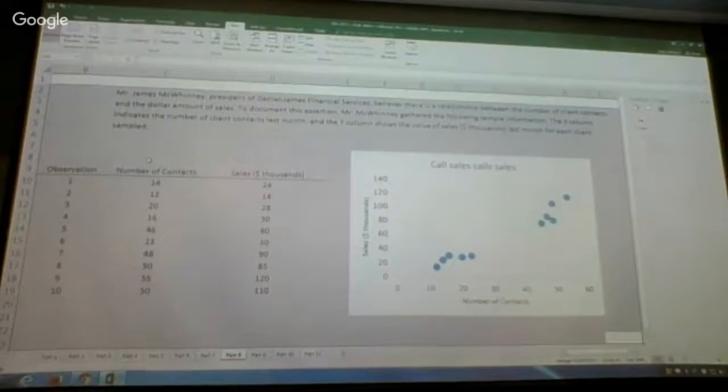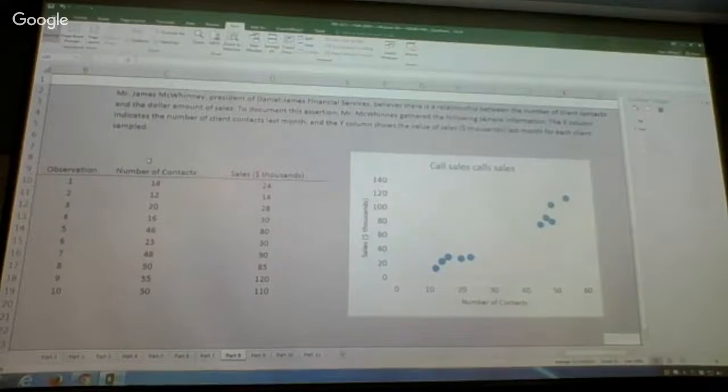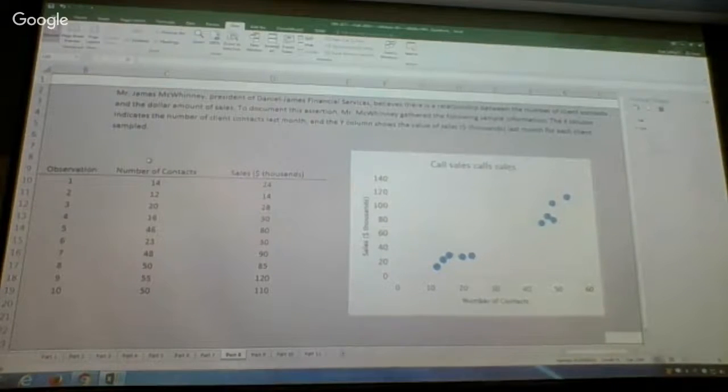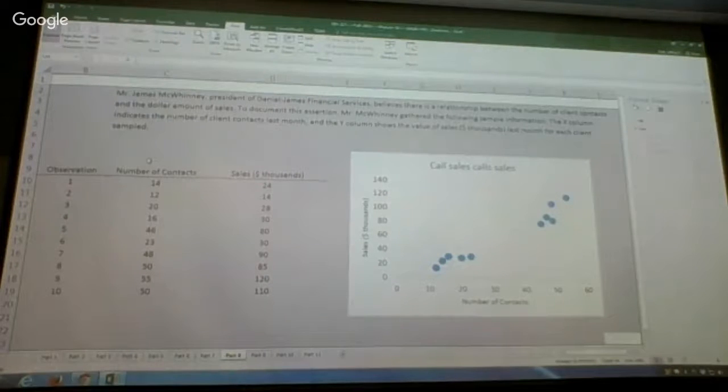Probably pretty strong. Mr. James McQuinney, president of Daniel James Financial Services, believes that there is a relationship between the number of client contacts and the dollar amount of sales. To document this assertion, Mr. McQuinney gathered the following sample information. The X column indicates the number of client contacts last month, and the Y column shows the value of sales in thousands of dollars last month for each client sample. So these are calls, sales.